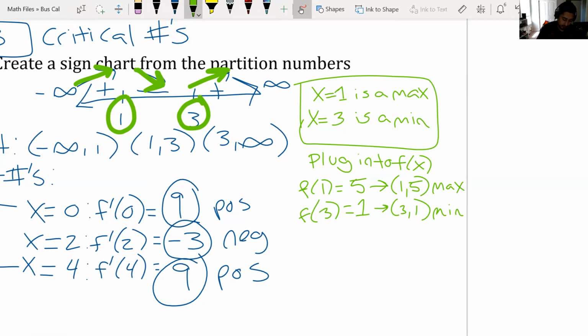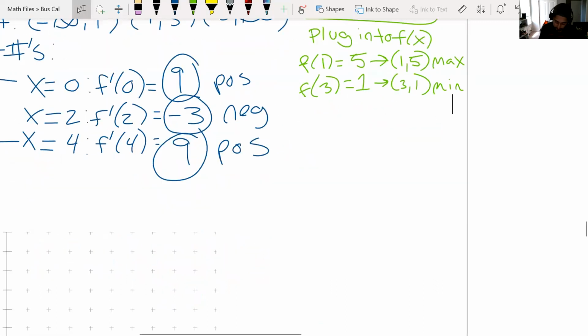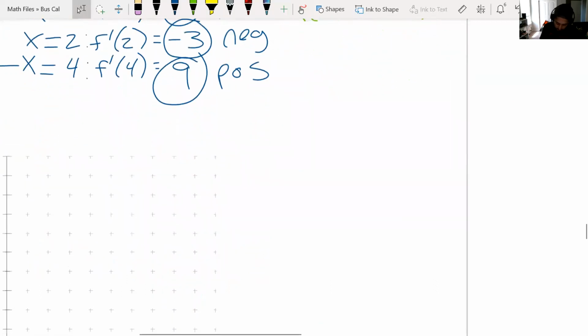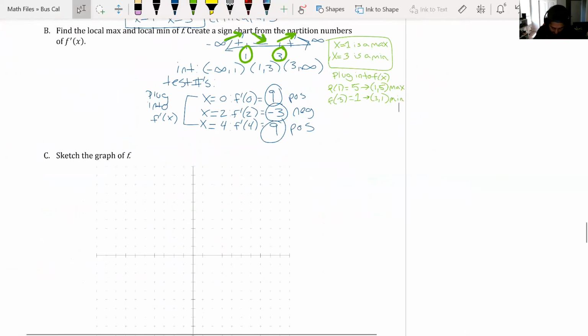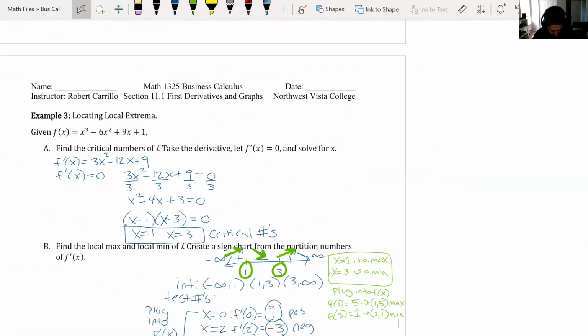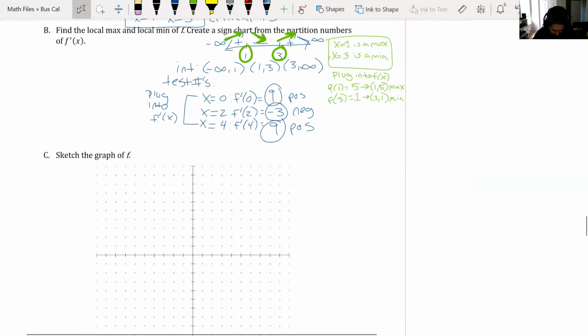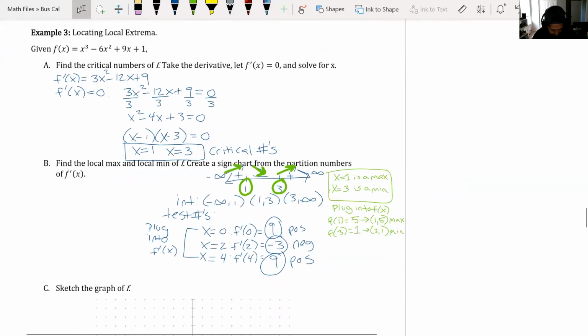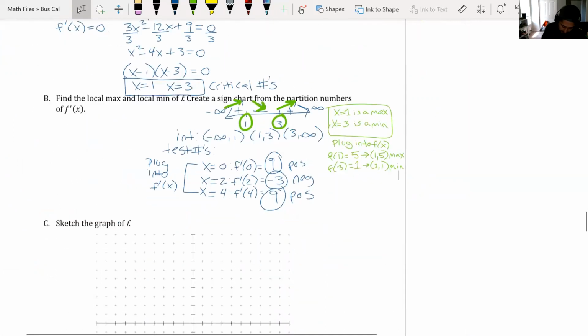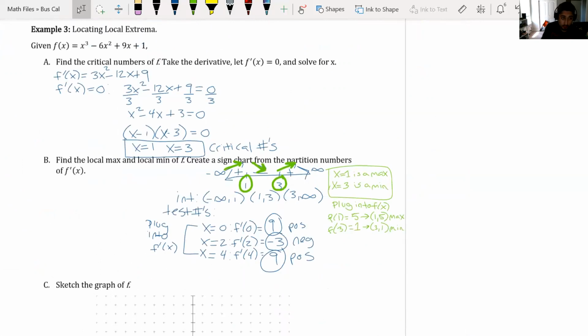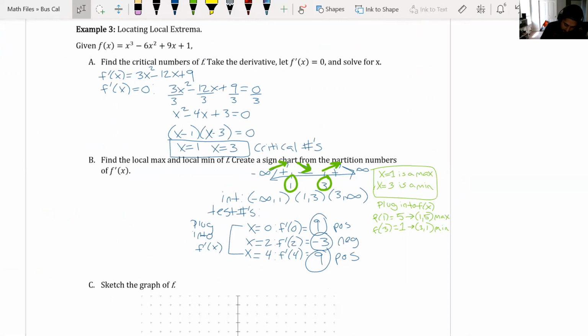Now we're ready to sketch. Okay. Let's see what points I have. Let me rewrite the original function down here. x cubed minus 6x squared plus 9x plus 1. Let's see if I can do that from up here.